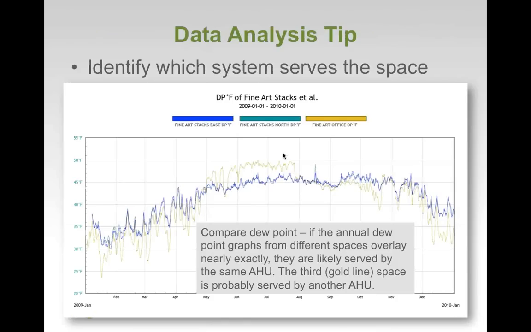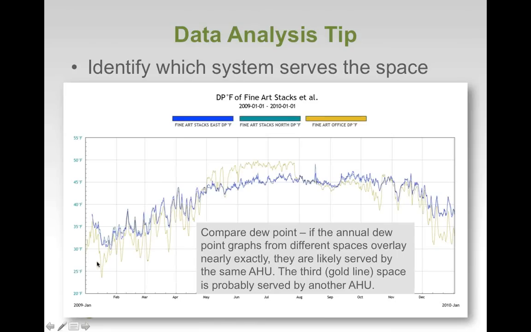Going to jump to our first slide of data analysis: which system serves a space. If you're looking at this graph, there are 3 loggers within this space. There's the Fine Art Stacks East, the Fine Art Stacks North, and the Fine Art Office. If you look at the green and the blue, the Fine Art East and North, they tend to follow each other fairly closely on this graph, and we call that the dew point signature for a unit, or air handling unit signature. So looking at that, we get an idea that more than likely those 2 spaces are served by the same unit.